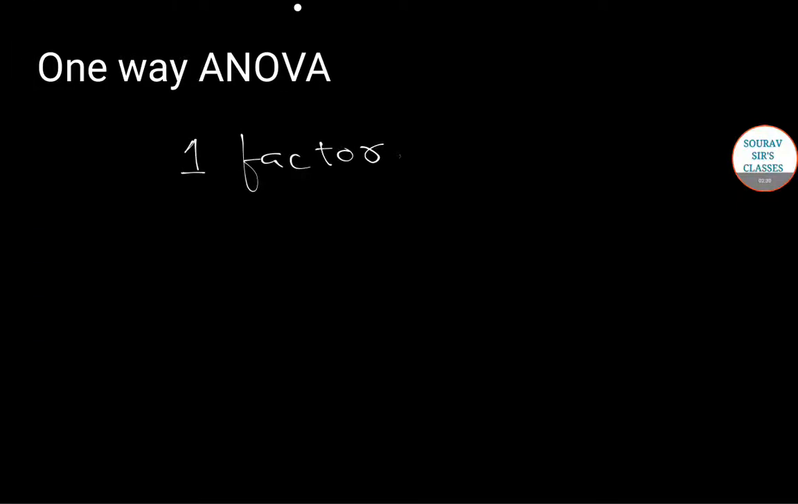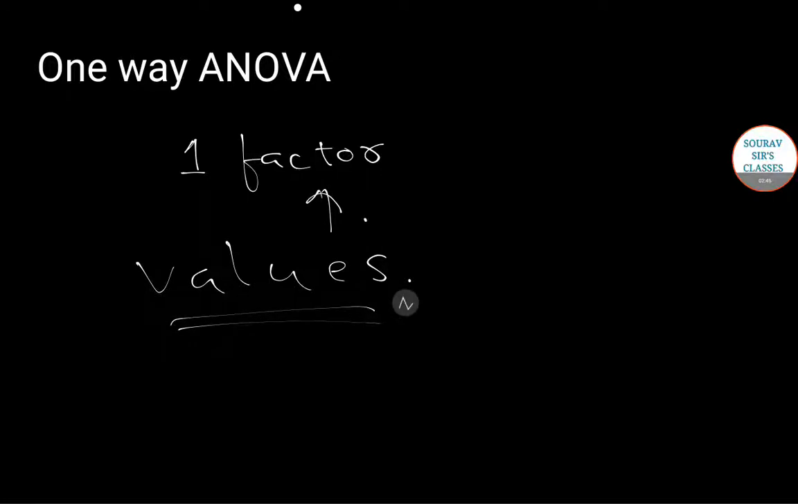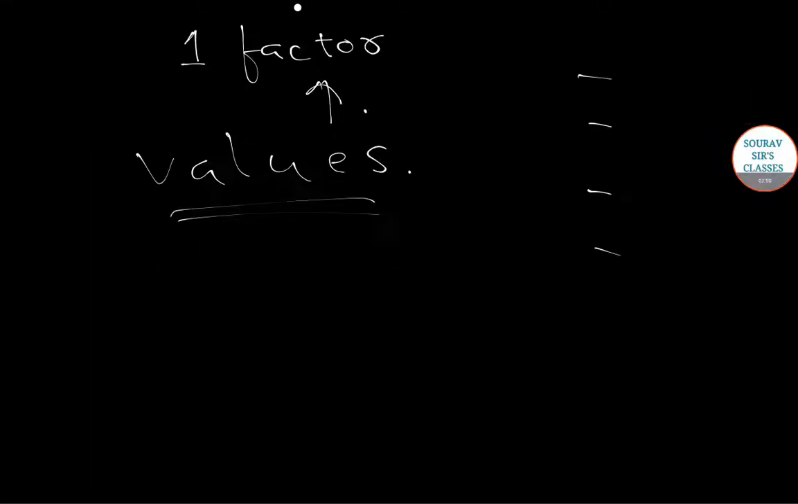Now, one-way Anova. One-way Anova is a type of Anova in which we analyze only one factor, and the data are classified into different groups based on the different values of this factor. These values can also be called the levels of the factor. Let us suppose there are k levels of the factor.